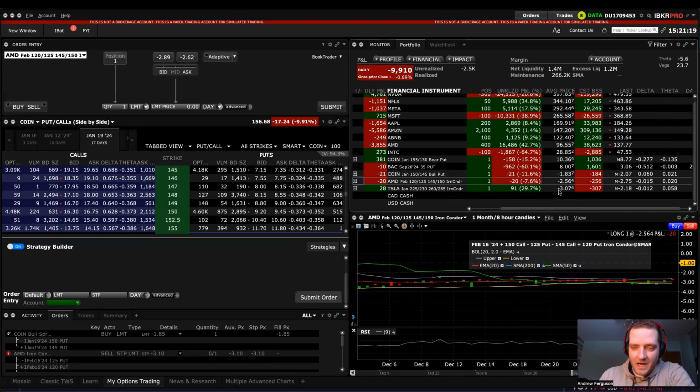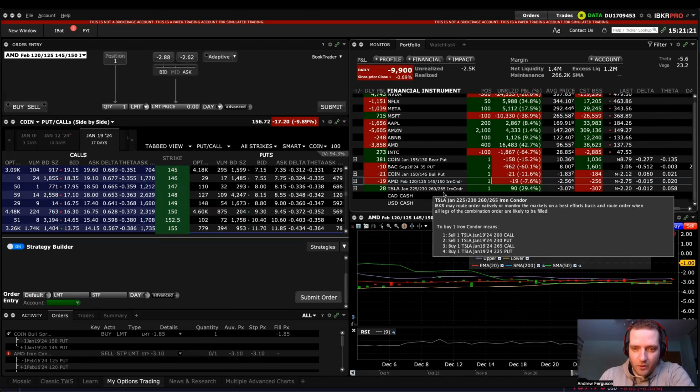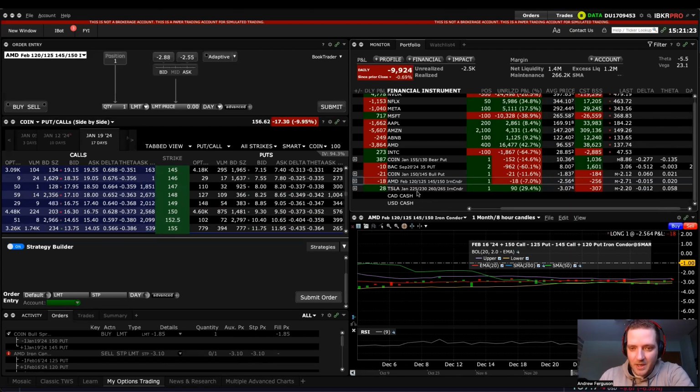And as time goes by, if you get your iron condor right and the price of Tesla stays between this 230, 260 area, you're going to have an erosion of this premium. So this 307 is going to get lower and lower, the closer it gets to zero, right? We're going from negative 307 up towards zero. So it's going up to negative 2.81, 2.18. A little dyslexia there for you.